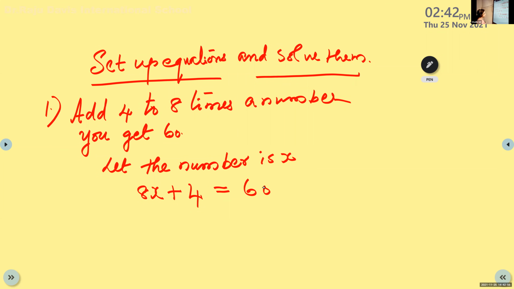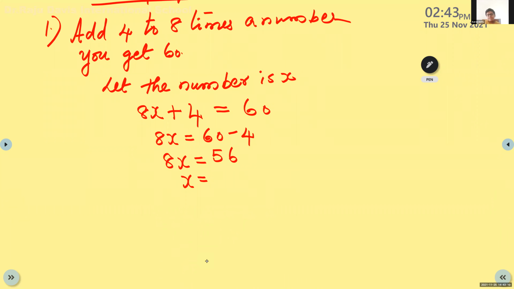Ma'am, next step. 8x is equal to 60 minus 4. Correct. So 8x will be what? 60 minus 4, you'll get 56, isn't it? So x is how much? 7, ma'am. Yes, 56 by 8. 7. x is equal to 7. Isn't it? Yes, ma'am.